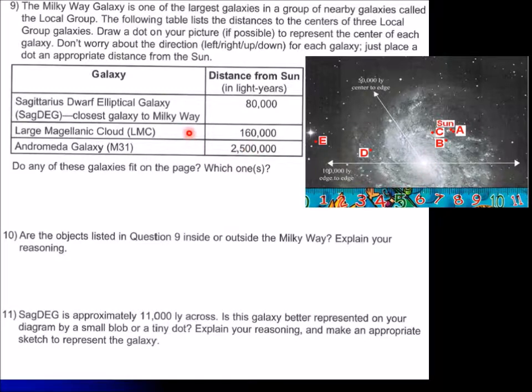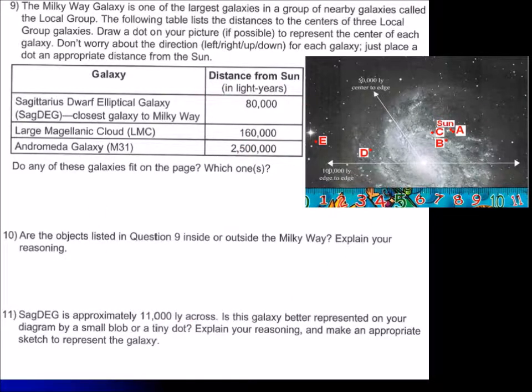The Magellanic Cloud, 160 millimeters, which means it's 16 centimeters. 16 centimeters is larger than the whole thing. So it doesn't matter where you are. If you draw something at 16 centimeters from us, it's going to be outside the galaxy. And Andromeda, of course, is going to be way more than that, because if we divide by 1,000, we get 2,500 millimeters or 250 centimeters or 2.5 meters. So it's going to be easily outside.